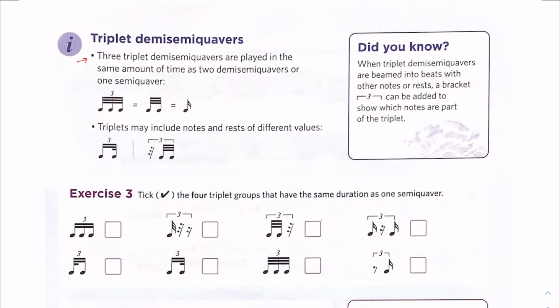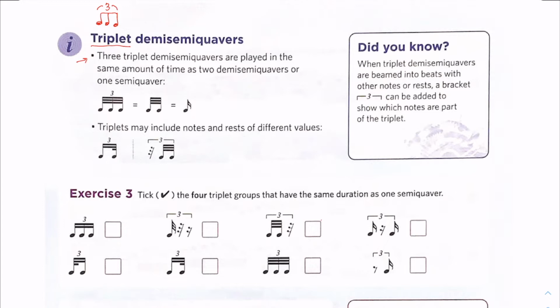3 triplet demisemiquavers are played in the same amount of time as 2 demisemiquavers or 1 semiquaver. We have already learned what a triplet is in the earlier grade. Triplet means a group of 3 notes. So let's say we have 3 quavers, which is the most common type of triplet. With a triplet, you will see a number 3, and we have to group them together. Sometimes there's a bracket, sometimes there's no bracket.